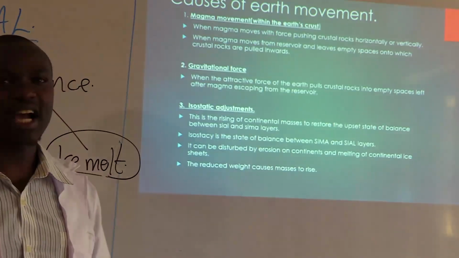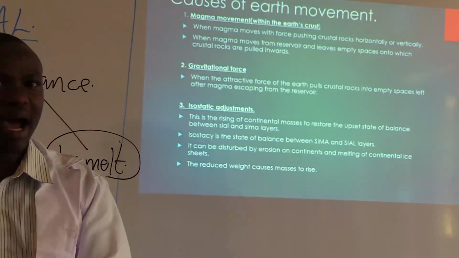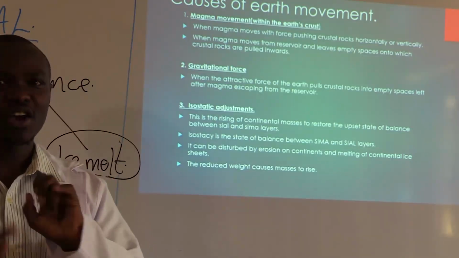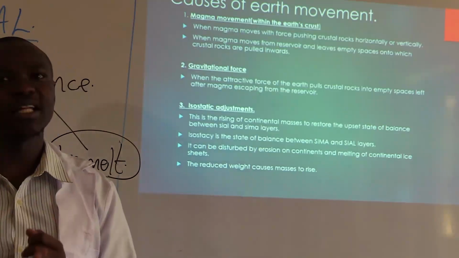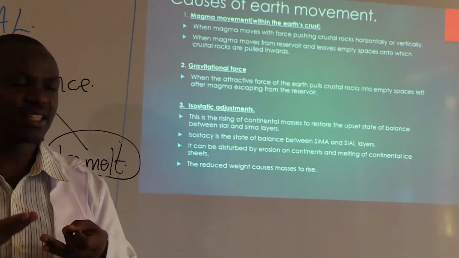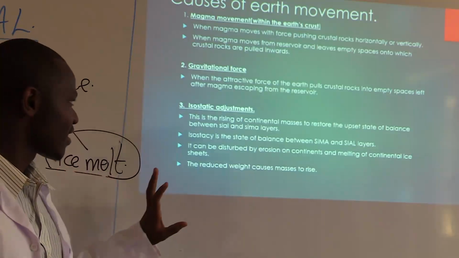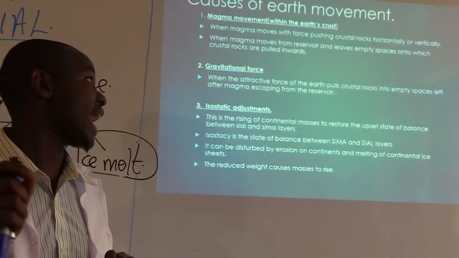That is the oceanic crust and the continental crust, which we have said any imbalance is caused by two things. One, erosion, and two, ice melts, whereby whenever there is that difference in weights, then the earth crust will have to find now the balance.